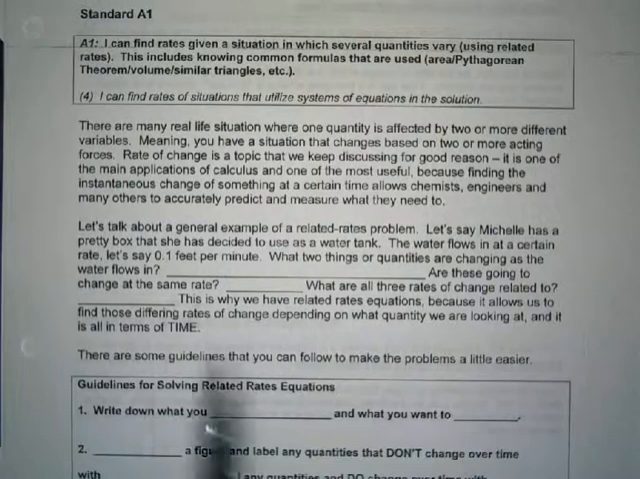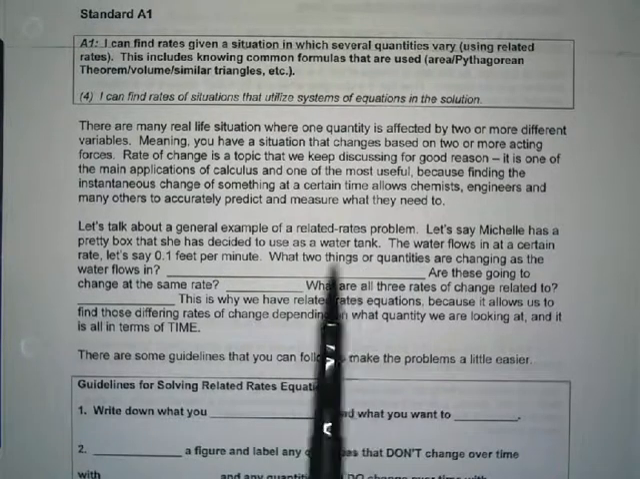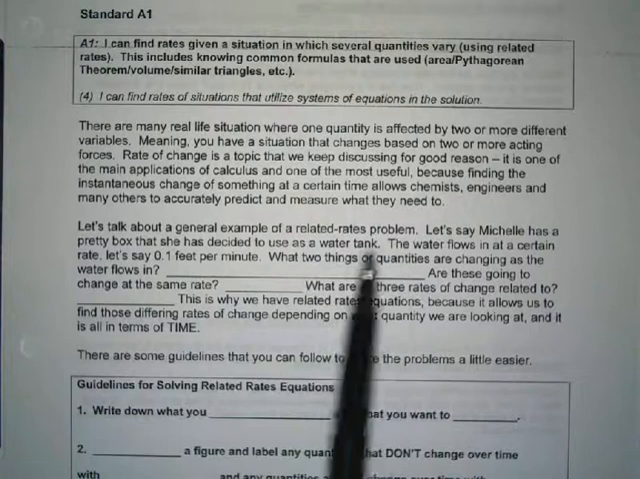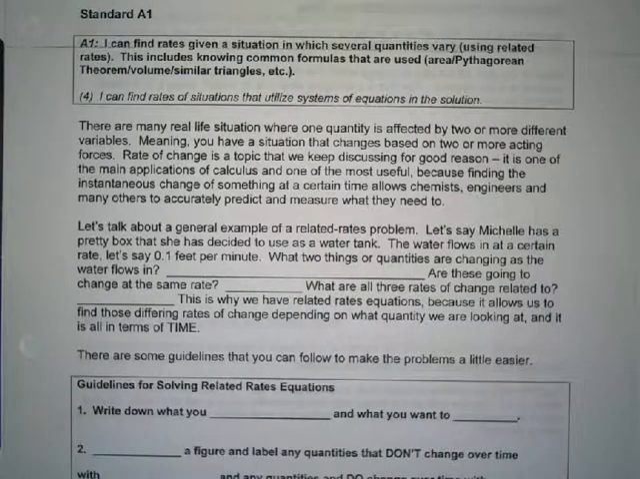All right, so we're going to talk about a general example of what a related rates problem might look like. So Michelle has a pretty box that she's decided she uses as a water tank. Water problems like water tanks and filling things or emptying something is a very common problem that this is used for. So the water flows in at a certain rate. Let's say it's flowing in at 0.1 feet per minute.